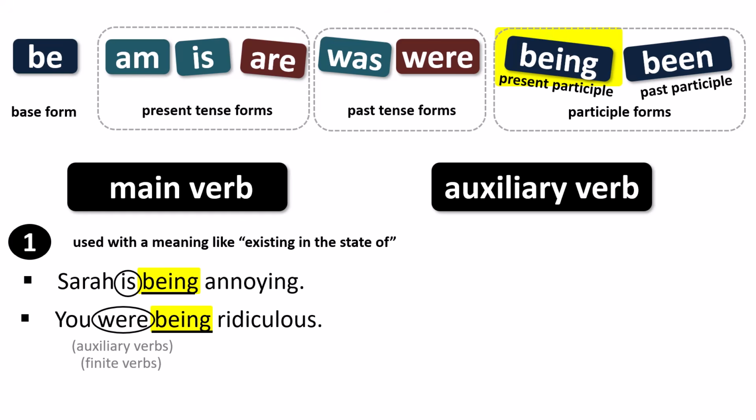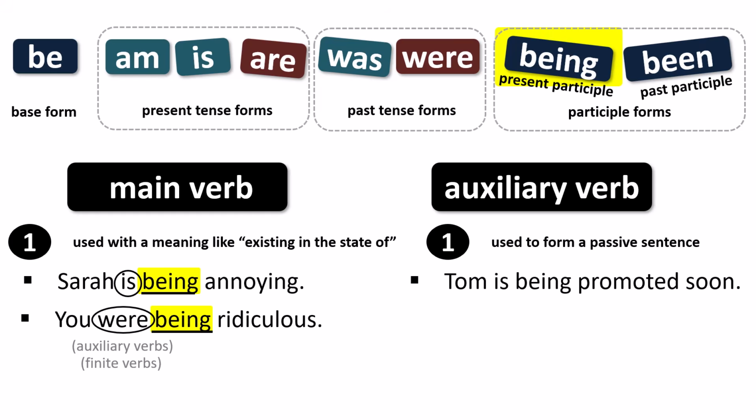Now let's look at being as an auxiliary verb. Being can be used to form a passive sentence. Let's do an example. Tom is being promoted soon. Well, here, being is an auxiliary verb and it's helping to form a passive sentence. This is our main verb, promoted. In a passive sentence, the action of the main verb is done to the subject. We have a whole lesson on passive sentences.